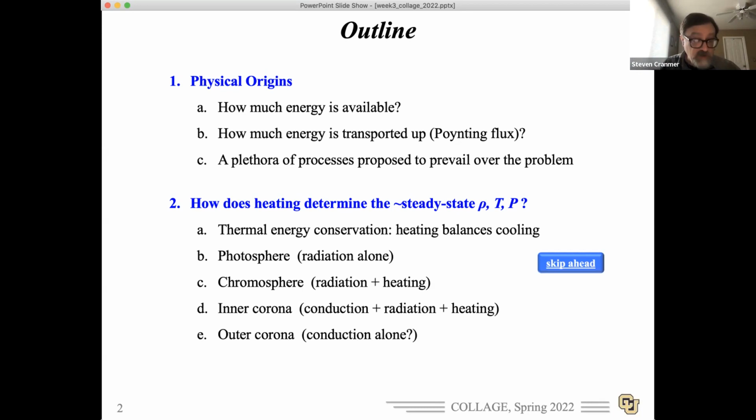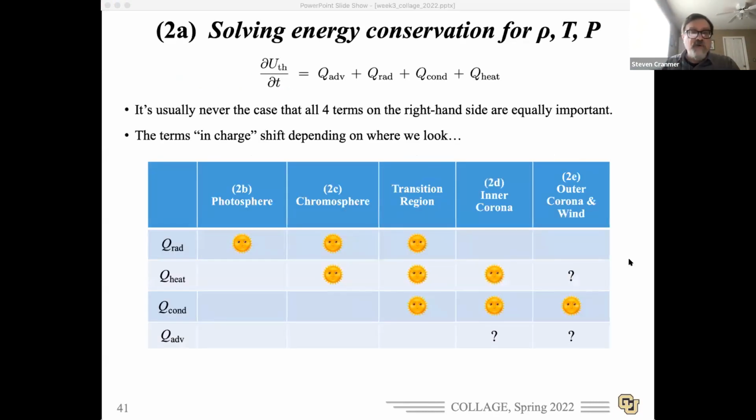We started to talk about how you can actually turn the crank, and if you know how much heating is going in, what does that imply for the actual appearance of the corona? What is the temperature and the density and all that? I didn't get too far through that, so I'm going to now click the button and skip to the chart where I talked about the various regimes.